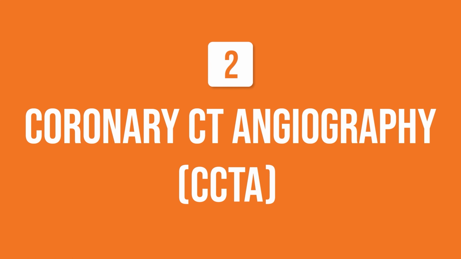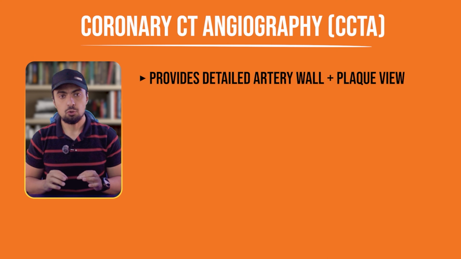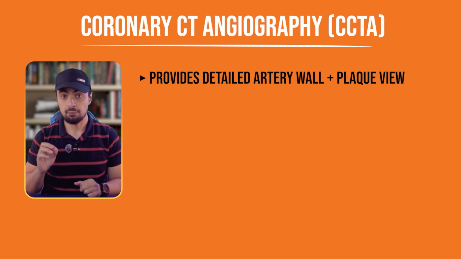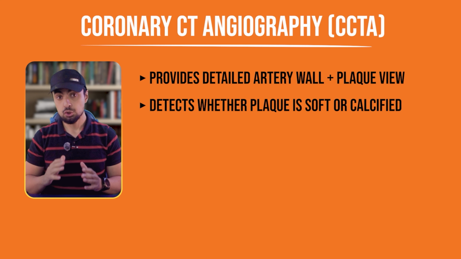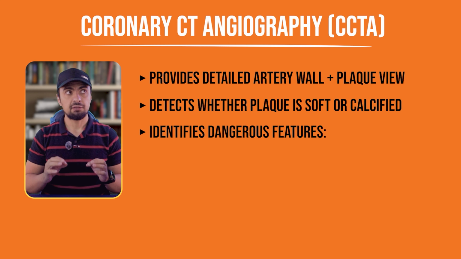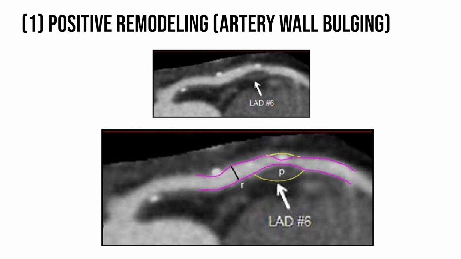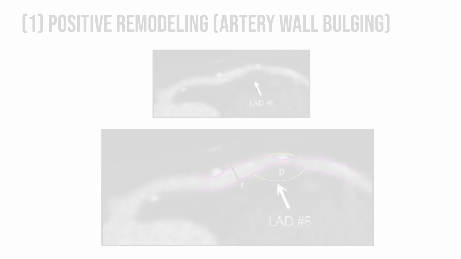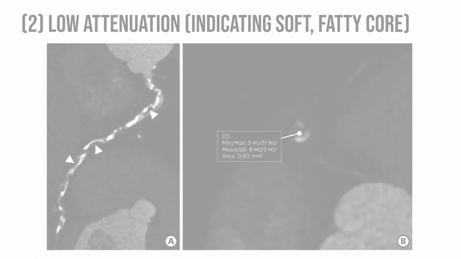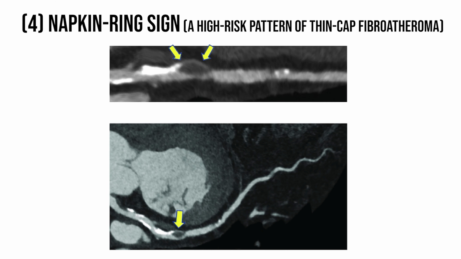The second imaging tool that we have is coronary CT angiography. Unlike the calcium score, coronary CT angiography gives a detailed image of the artery walls and the plaque itself. It can show whether the plaque is soft or calcified and identify dangerous signs like positive remodeling, in other words, artery wall bulging, low attenuation, which is a sign of a soft, fatty core of the plaque, spotty calcification, and napkin ring sign. This is a high-risk pattern of thin cap fibroatheroma.